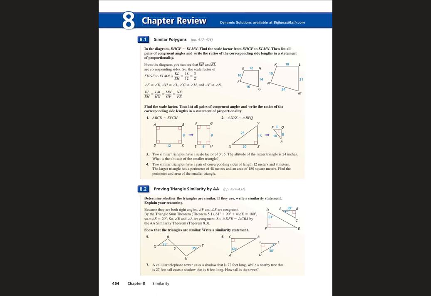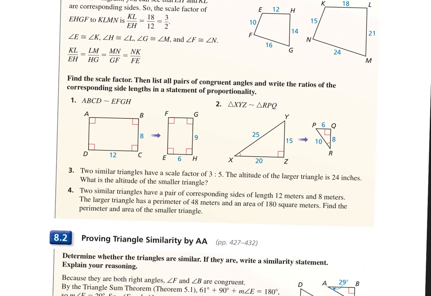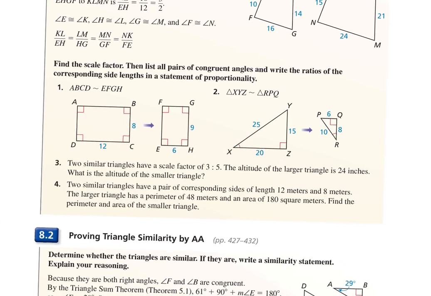This video is going to go over the chapter review from the textbook. So it starts with 8.1, which was the similar polygons. Numbers 1 and 2 say to find the scale factor, list all the pairs of congruent angles, and write the ratio of the corresponding side lengths in a statement of proportionality. So the first thing we have to do is figure out what sides match up with what sides.